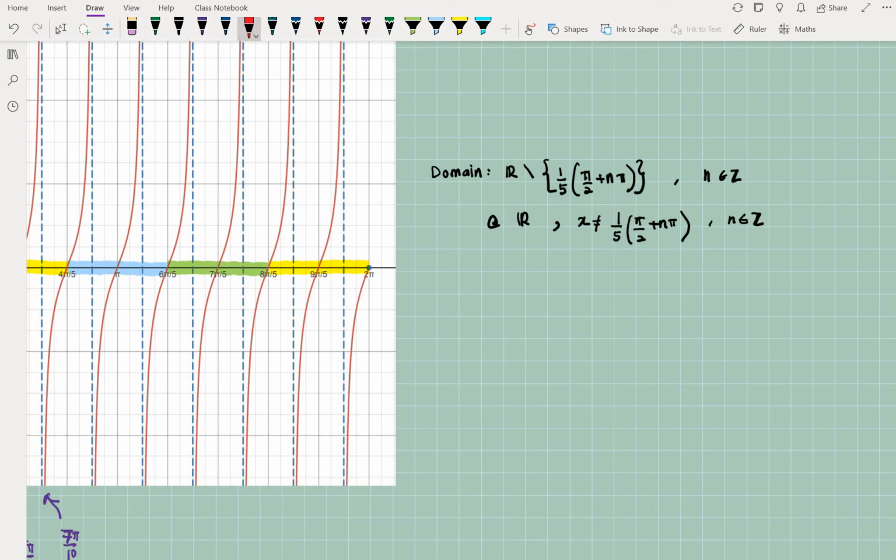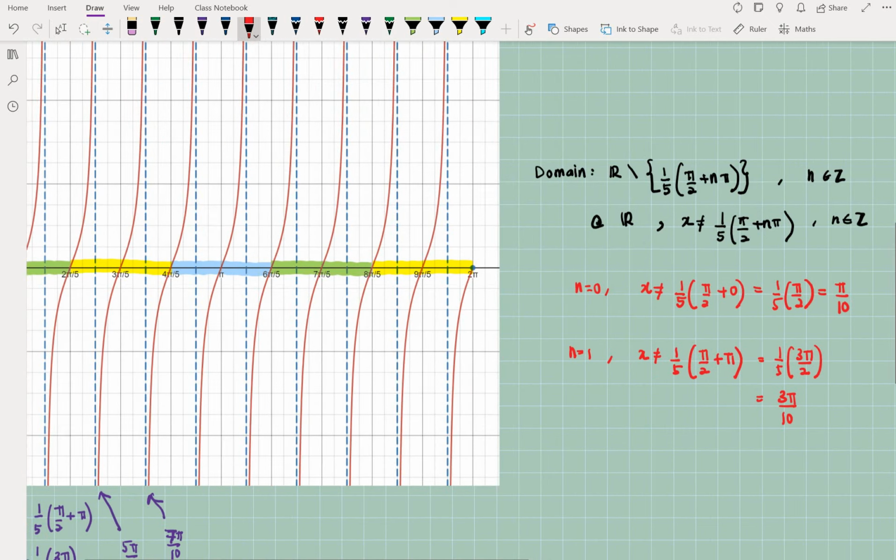So again, we can calculate. Let's calculate. If I put n equal to 0, I'm going to have x cannot take the value 1 over 5 times pi over 2 plus 0. So that is just 1 over 5 times pi over 2, and that is also just pi over 10. What if I have n equal to 1? When n is equal to 1, we have x is not equal to, again 1 over 5, inside it will be pi over 2 plus pi. So what is that? That is 1 over 5 times 3 pi by 2. So what answer do we get? The answer is 3 pi per 10. You can proceed, go on, calculate.